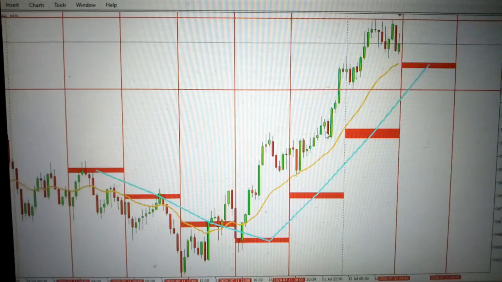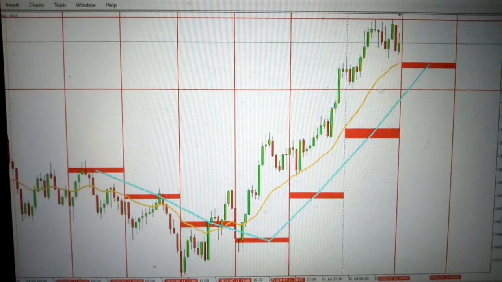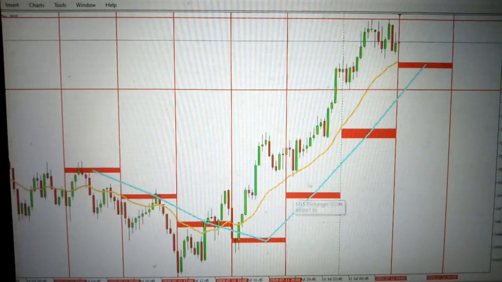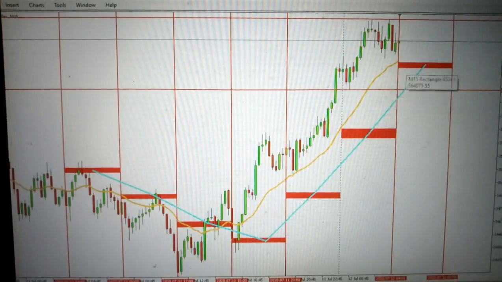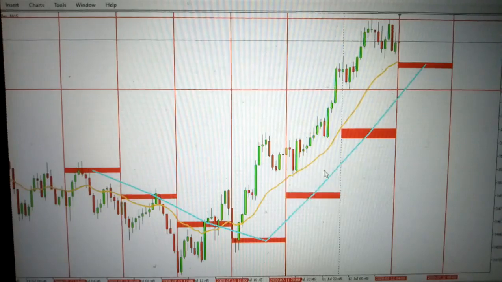Like we can see on the chart right now, there's a considerable space between the gold colored moving average and the cyan colored trend line. So we have a space and they are both ascending. So we should expect volatility index 75 to continue in an upward movement. So that's that about this strategy.